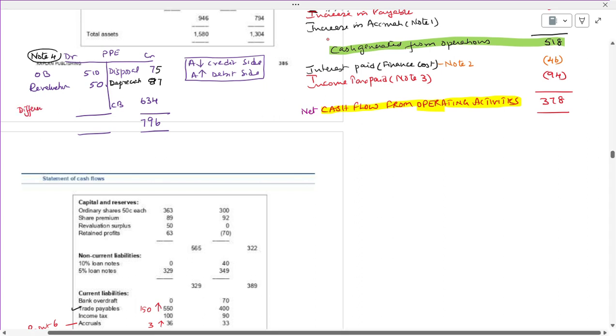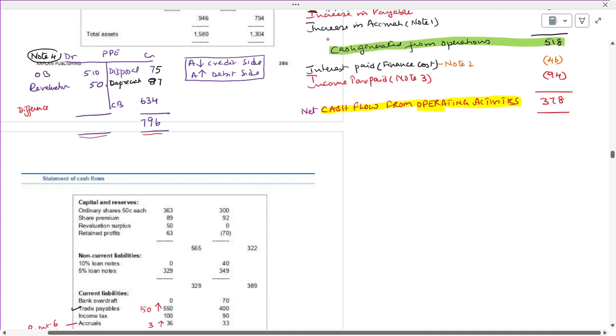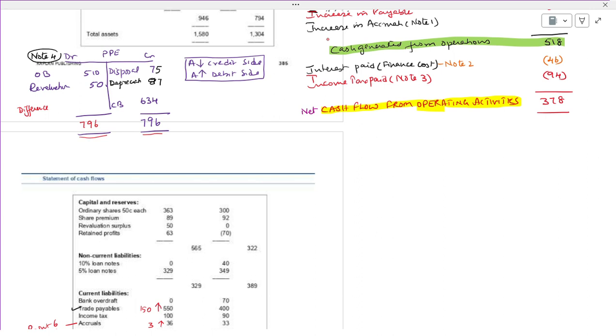75 minus 87, 643. 75 plus 87 plus 634. Okay, 634. I wrote 643. No, good. Alhamdulillah. Okay. How much? 796. What is the difference? 236. What is this?